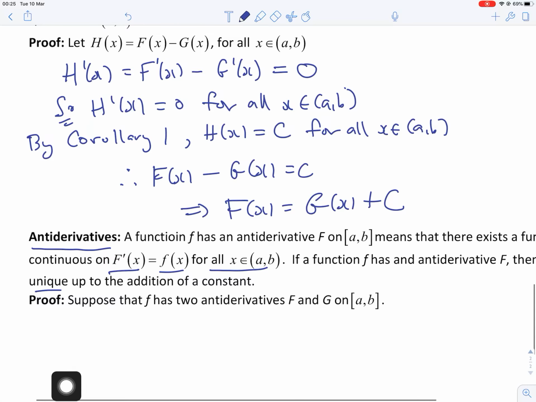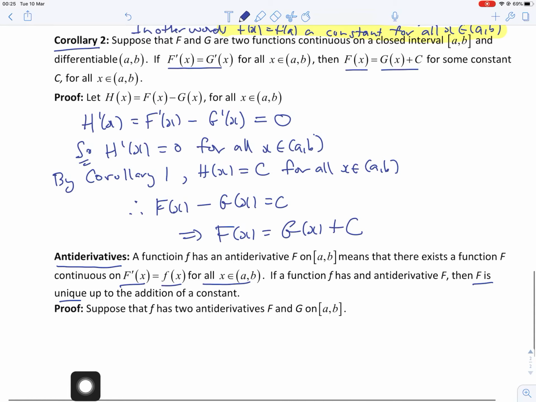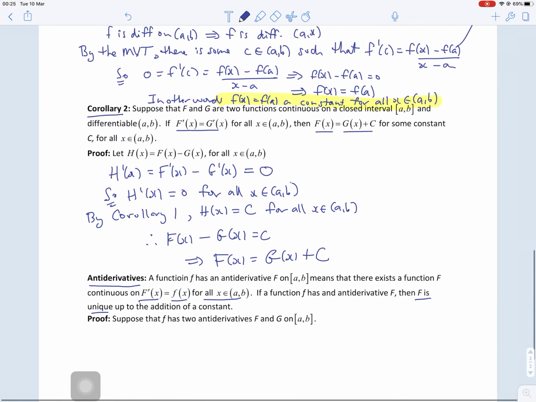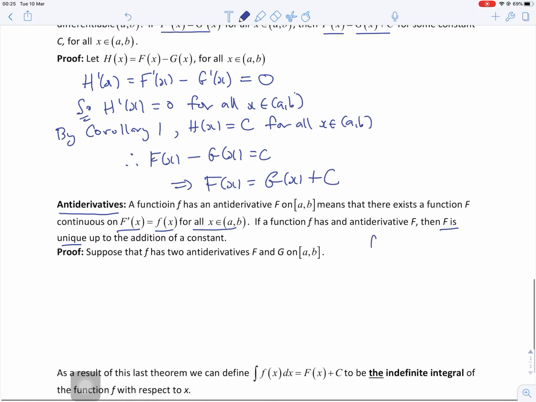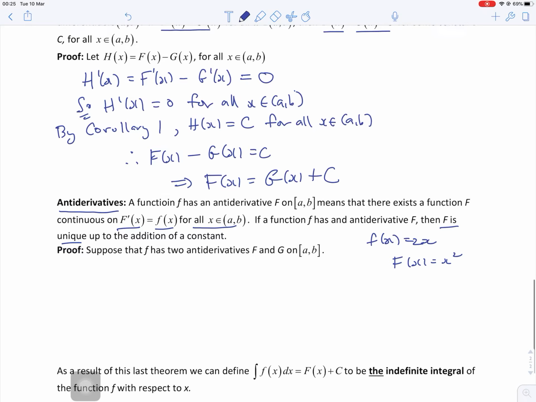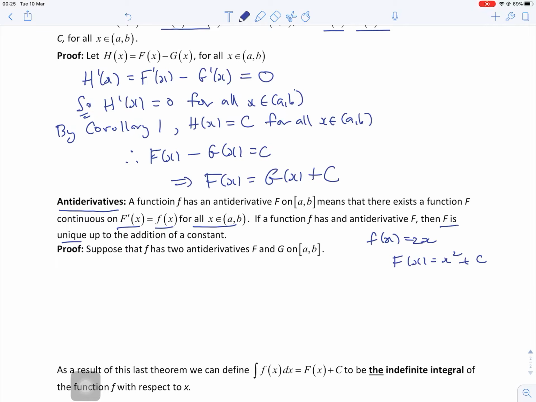So if you find an antiderivative for f, and it happens to be, for example, x squared, then there's no other function apart from x squared plus a constant that could also be the antiderivative of f, right? So to put that in more succinct notation, if f of x was 2x, then big F we know is x squared, but it couldn't be like x squared plus x or x squared plus 3x. It could only be x squared plus a constant.